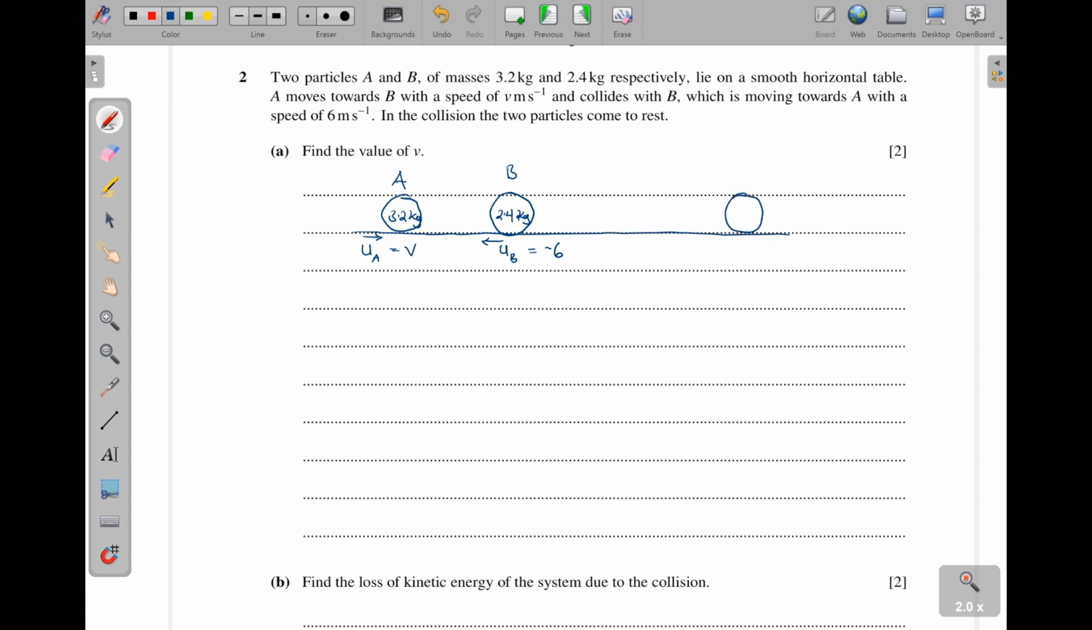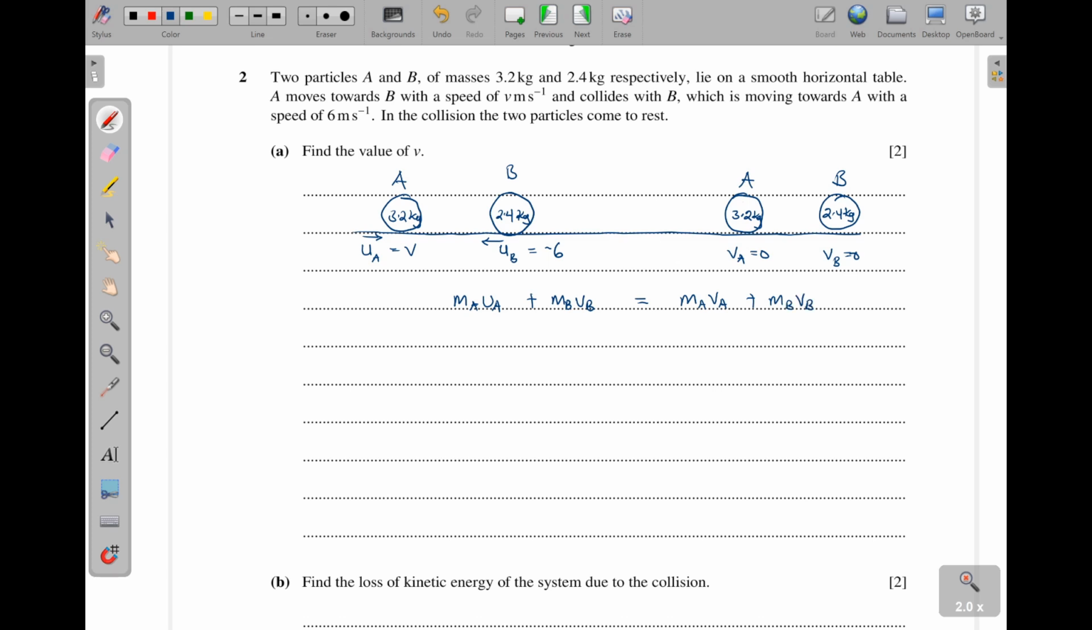Then after collision, we are having A here. We are also having B here. Of course, this is 3.2 kilograms, then this is 2.4 kilograms. They are all brought to rest. So that means velocity of A is 0, and the final velocity of B is also 0. Now, the principle of conservation of momentum states that momentum before collision, and momentum is the product of mass and velocity, so MA UA plus MB UB, is equal to momentum after collision, so this is MA VA plus MB VB.